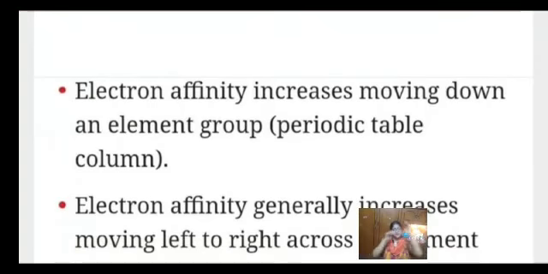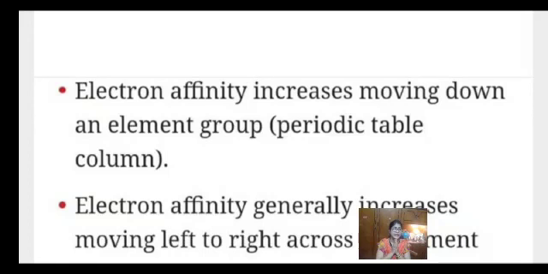Yes, the factors on which the ionization energy depends. Number one, as I said, the size of the atom is very important. As the size of the atom decreases, the positively charged nucleus has more control on the outermost orbital electron. So size of the atom is important.